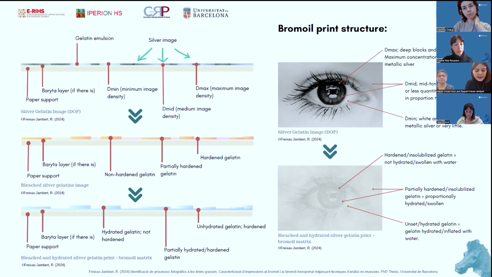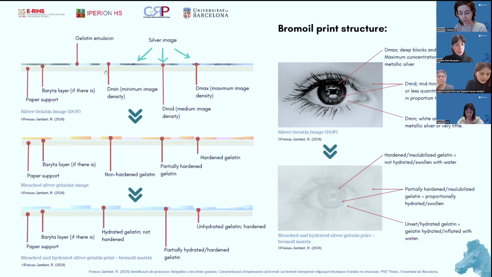So then in this slide, I will show you some diagrams that illustrate the physical and chemical transformation that the silver gelatin copy undergoes throughout the process until the final bromoil is obtained. It is presented from 2 points of view: tangential, to see what the stratigraphic structure of the copy looks like, and sagittal, to observe how these changes are reflected in the photographic image.